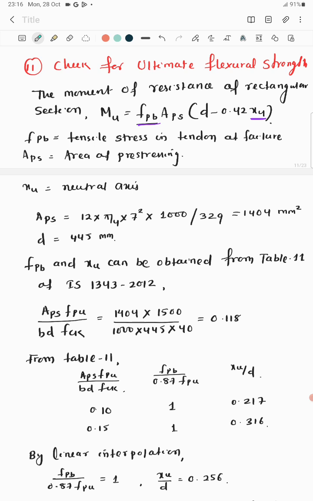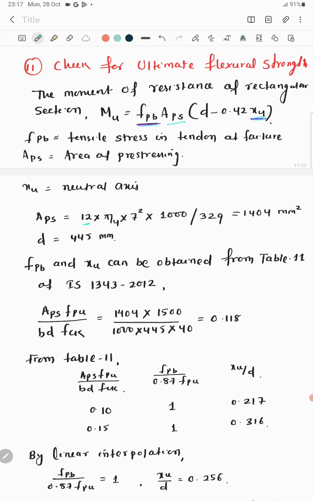The expression to find out the moment of resistance of the rectangular section is Mu equal to FPB APS into D minus 0.42 Xu, where FPB is the tensile stress in tendon at failure and APS is the area of pre-stressing. So in this expression we have two unknowns, that is FPB, the tensile stress in tendon at failure, and Xu, that is the depth of neutral axis. And APS we can calculate, the area of pre-stressing.